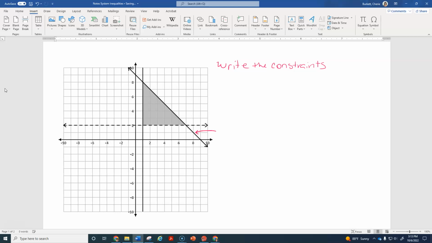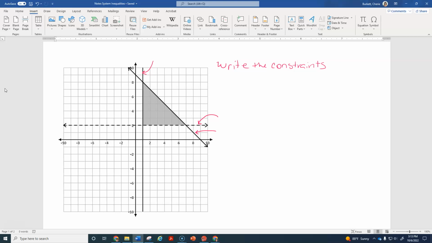We have this line that's causing that shading, that's the border of that shading. We have this dotted line right here, and then we have this vertical line. So we have 3 lines, and we need to write the equations for those 3 lines. 2 of these lines are special cases, and they should be super easy, but for some reason students forget about these easy ones and they just leave them blank.